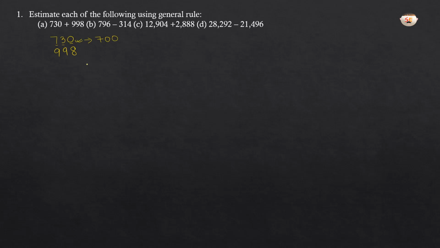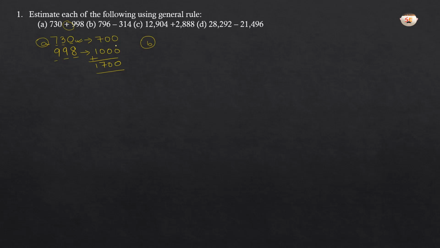Now we will round off 998 correct up to its highest place, that is 1s, 10s, 100s. After rounding off 998 correct up to its 100 place, we have 1000. Then we will add these two numbers and we will get 1700. Therefore the answer is 1700. This is A.